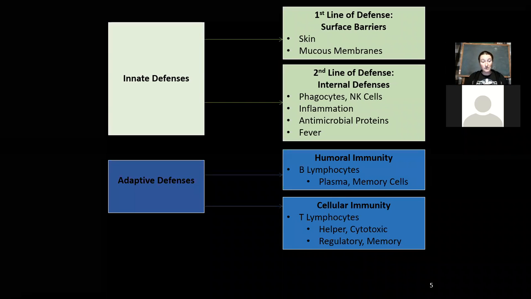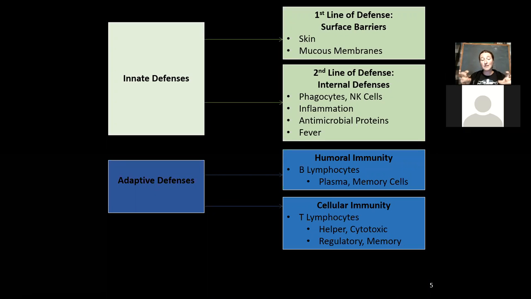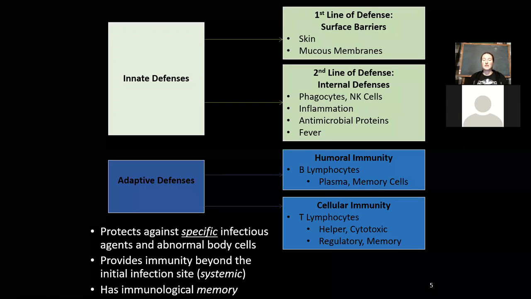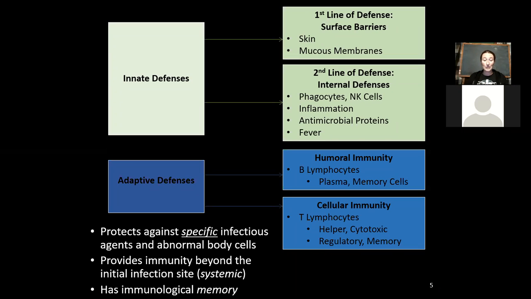What we can change, as the name suggests, are the adaptive defenses. The adaptive defenses can change over time. We can train them to recognize specific things. And so all of these defenses protect against specific infectious agents, right? So they recognize this particular bacteria as opposed to that particular bacteria. They have seen it before, and therefore we are going to attack this and not something that looks different.